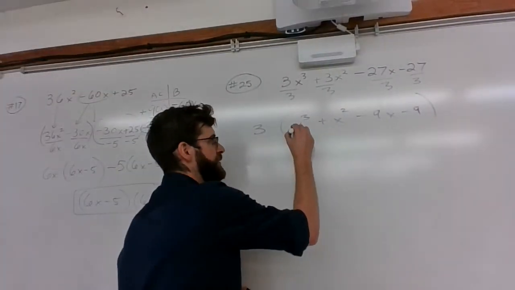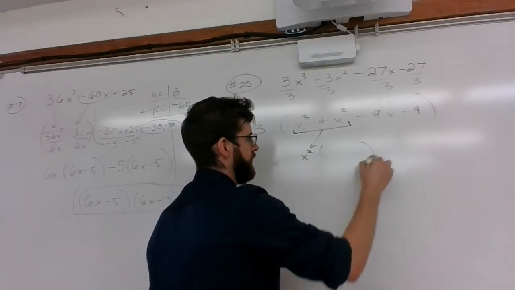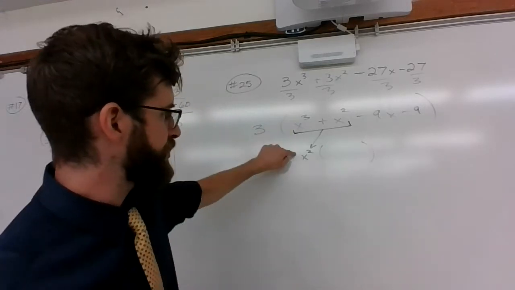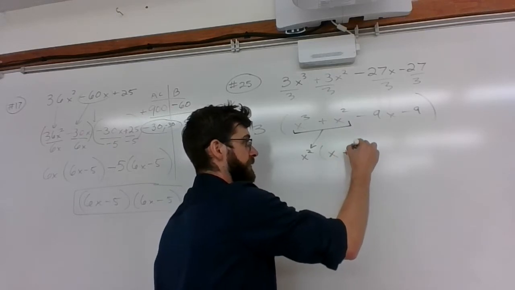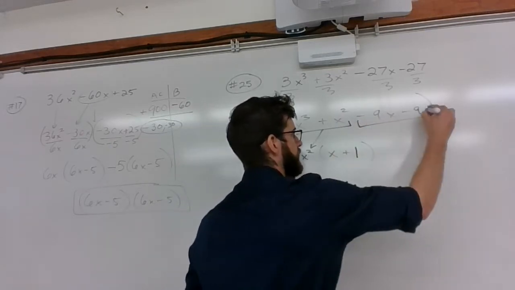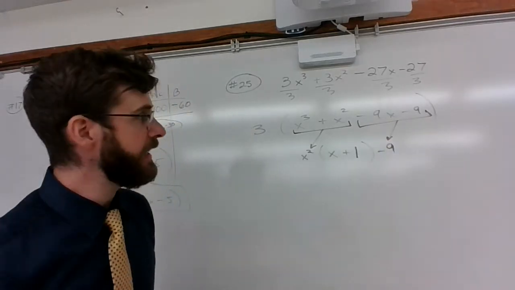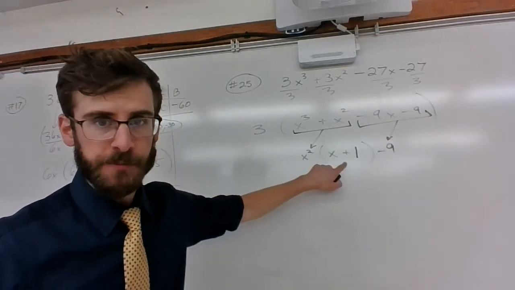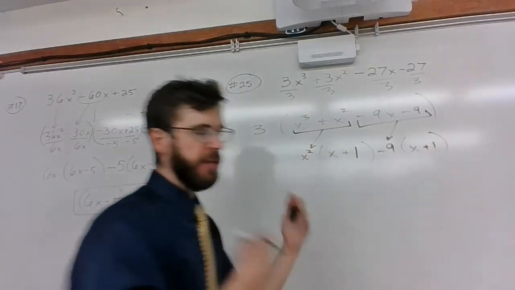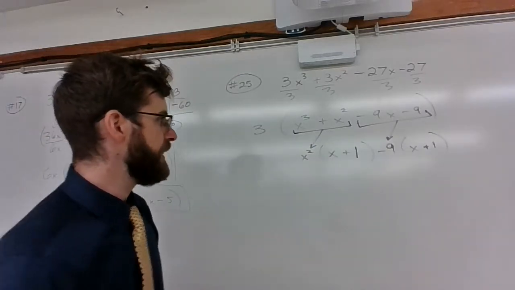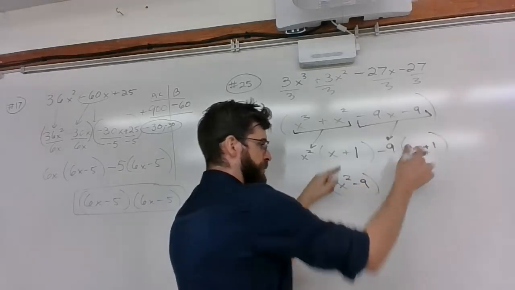So these two go together. They both share an x squared. The leftovers, divide that by x squared, you get x. Divide that by x squared, you get a positive 1. Look at these two, take out a negative 9, and you should be left with, again, x plus 1. The 3 is just chilling off to the side. We'll bring the 3 back in at the end. This gives you x squared minus 9 times x plus 1.